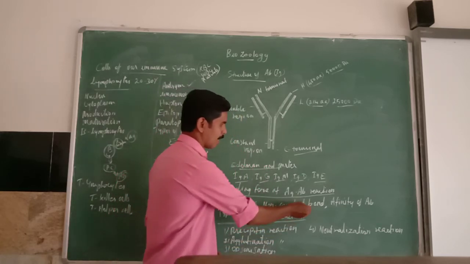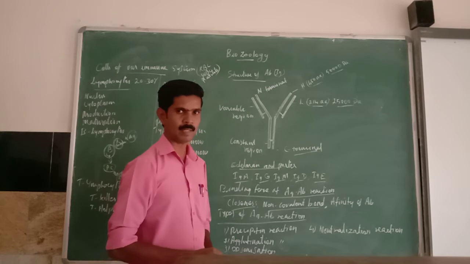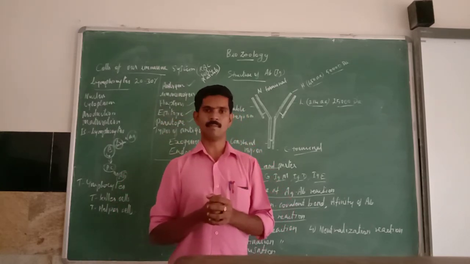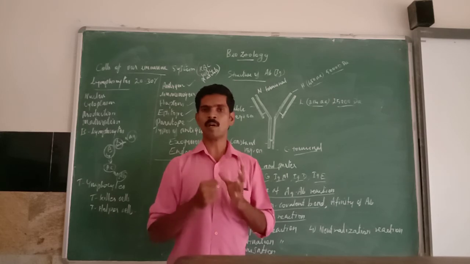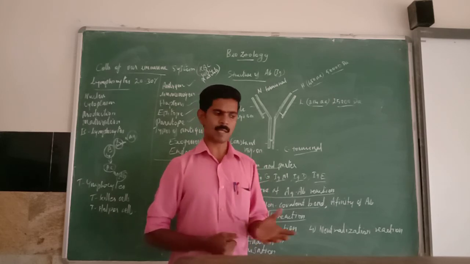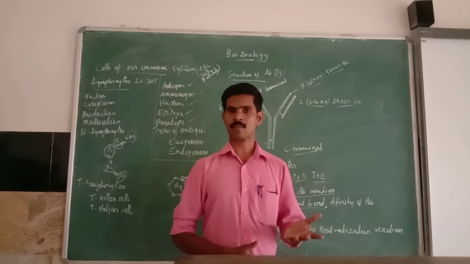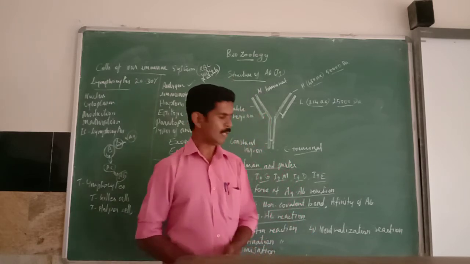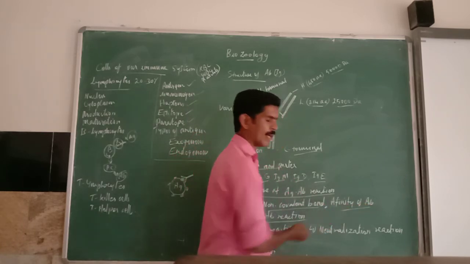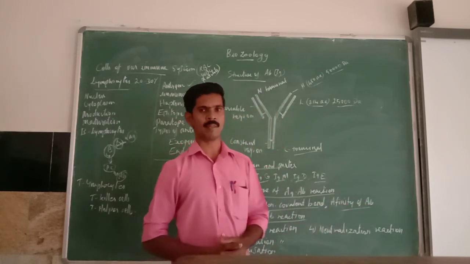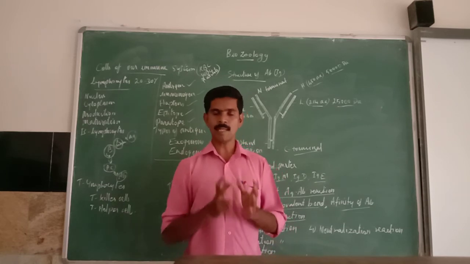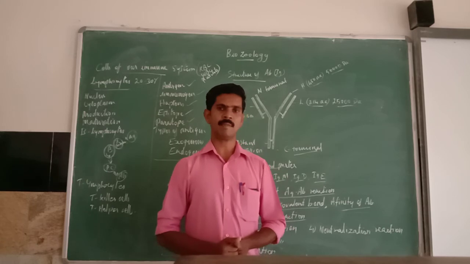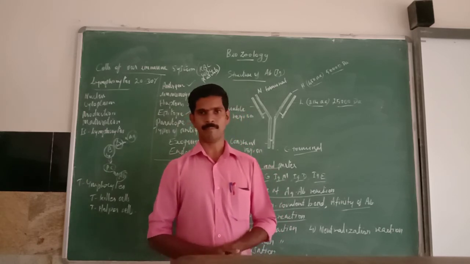The second one is non-covalent bond. A non-covalent bond is formed between the antibody and antigen. So the bond should be non-covalent bond. Examples for non-covalent bond: hydrogen bond, electrostatic bonds. Then the last one is affinity of antibody. Affinity means strength of antibody, power of antibody. So these 3 factors determine the force of reaction between the antigen and antibody.